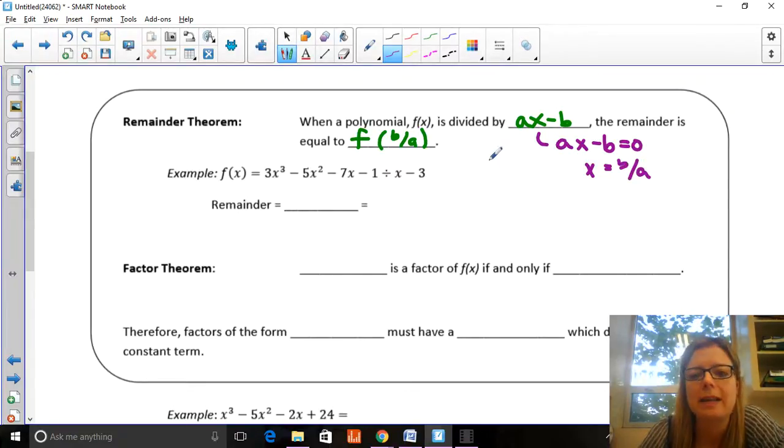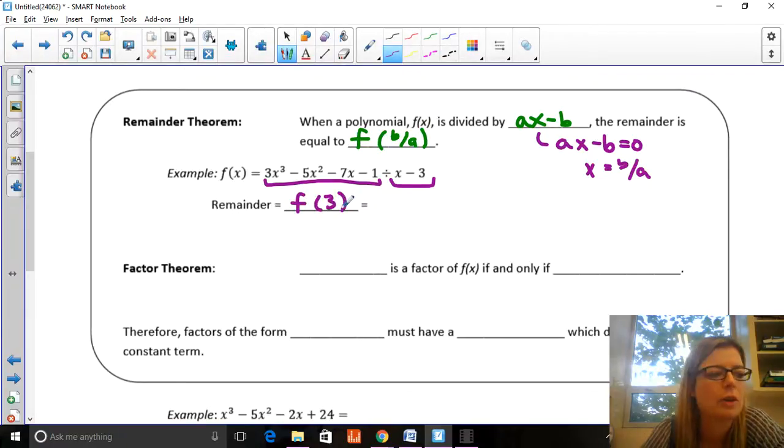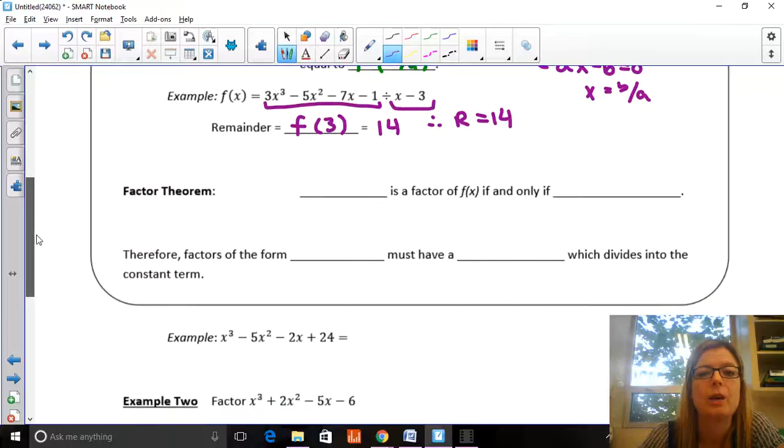So what does this mean? This means that, for example, if I have this f at x divided by this, if I want to know the remainder, all I have to do is find f at 3, which in this case, I believe, is 14. If you put 3 into this function, you get 14. So that means the remainder of that division question is 14. So this becomes useful when we want to factor.